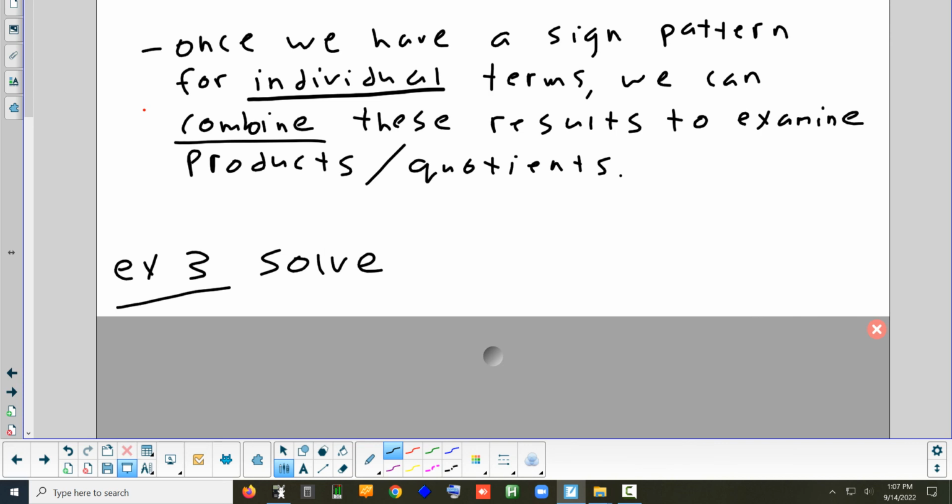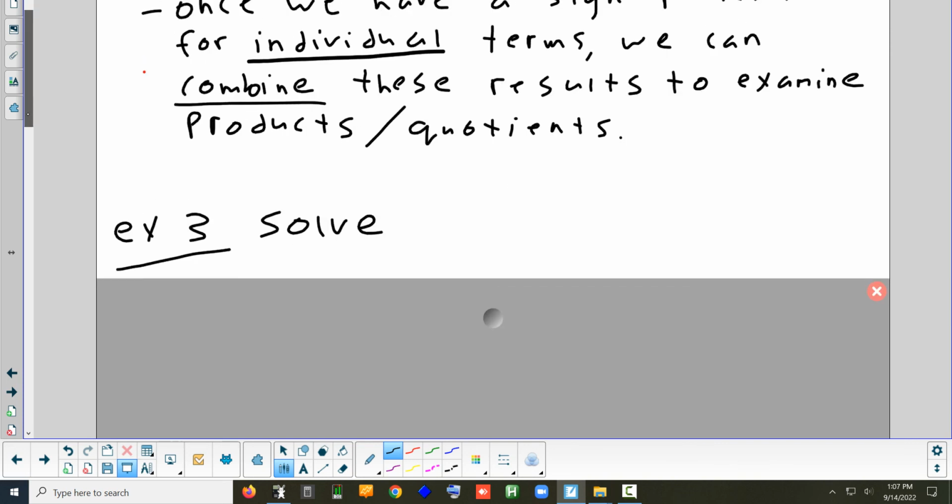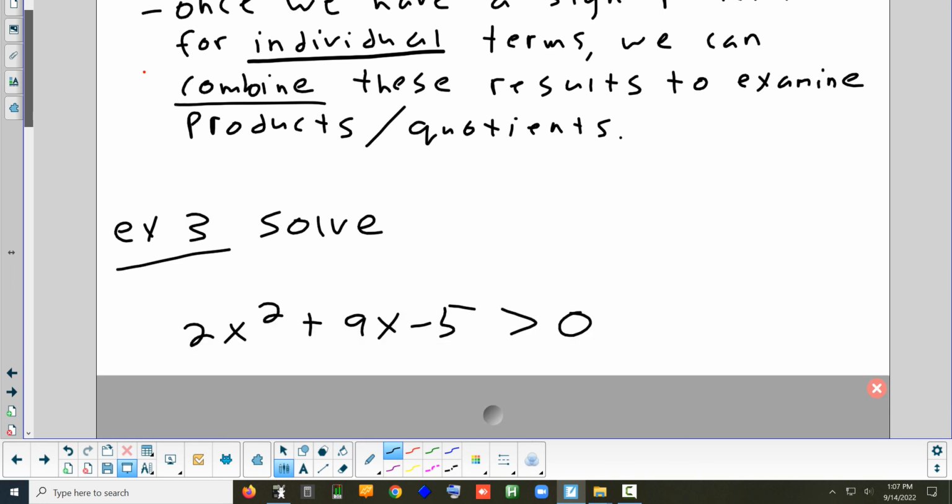All right, so we're going to take this last step until you see it done in an example. Might seem a little tricky. There's the problem we're going to look at. I want to know where 2x squared plus 9x minus 5 is above 0. Where is it a positive result?